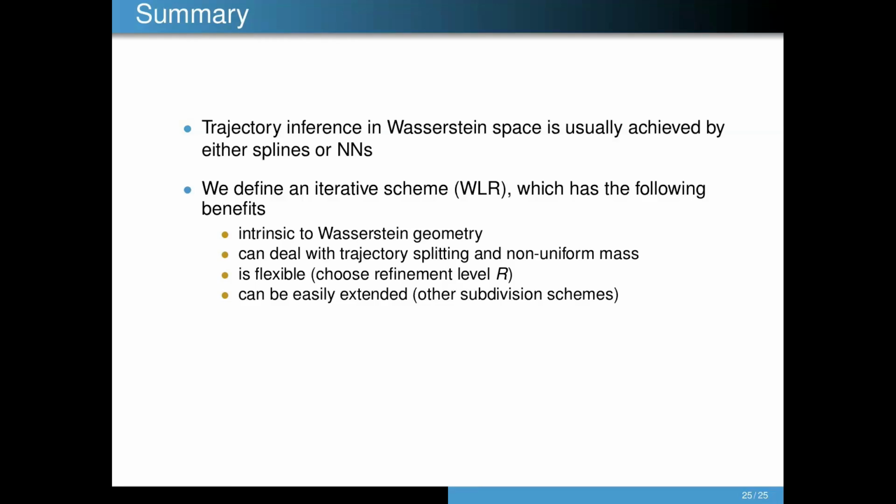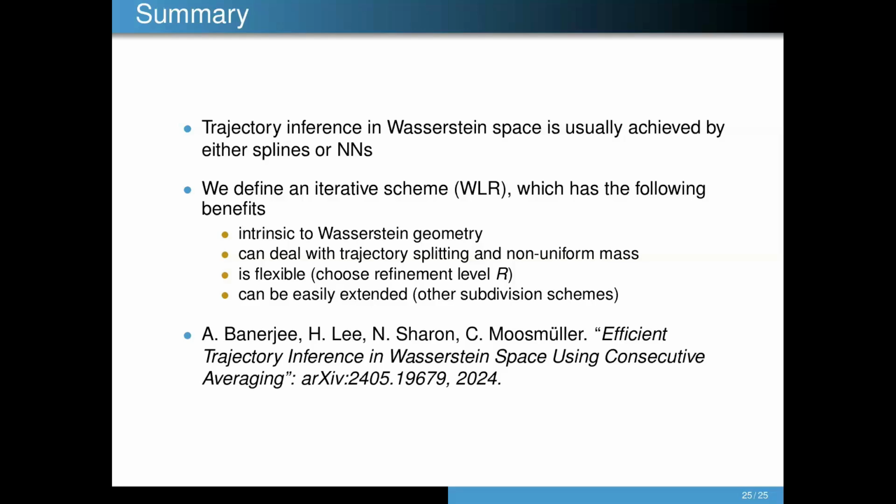The method is flexible in the sense that you can decide how much refinement level you want to have, and can be extended to any subdivision scheme, so any refinement scheme that exists, basically. So whatever your favorite iterative scheme is, just replace the averaging with optimal transport, and you will be good. And yeah, here's the preprint, and that's it. Thanks a lot for your attention.